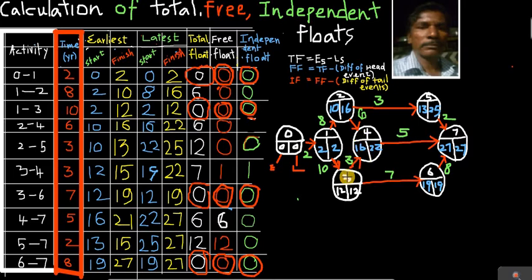Be careful. Exactly, we have to calculate and then write 12 plus 3, 15. Earliest start time is 12, earliest end time or finish time is 15, like that.